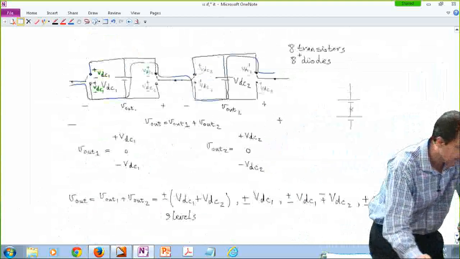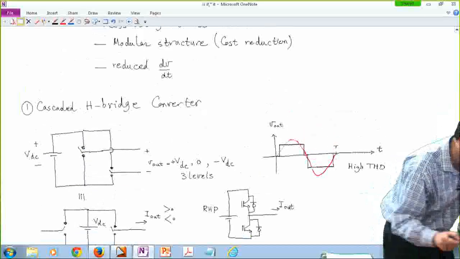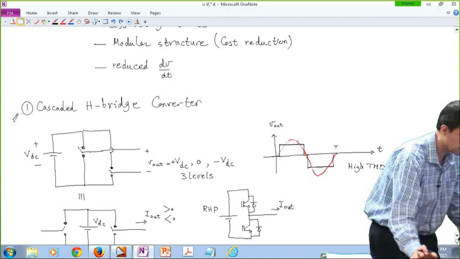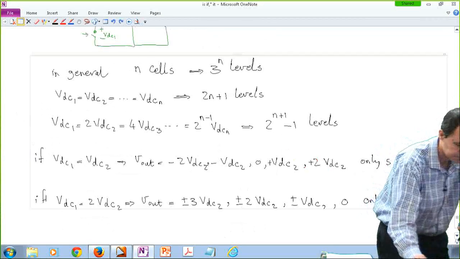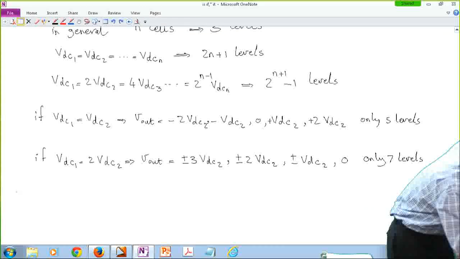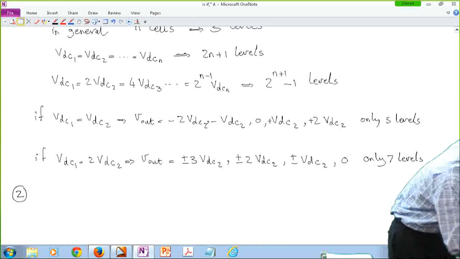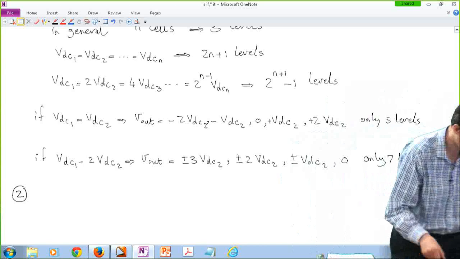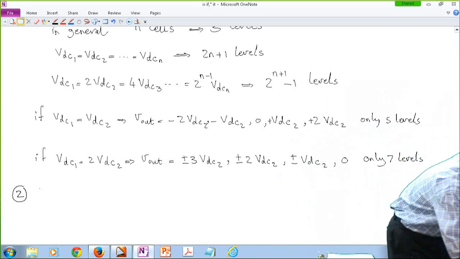Let's look at the second category. So this was category one. Let's look at the second category. The second category is called diode clamped multi-level converters.